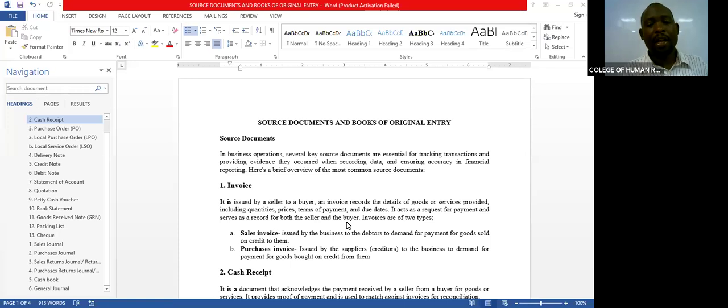But generally, an invoice is a document that is sent by the seller to the buyer, demanding or requesting payment for goods or services sold on credit to that particular customer. That is a source document.